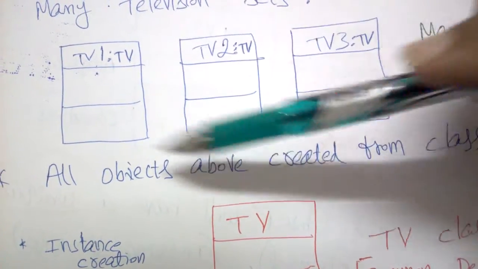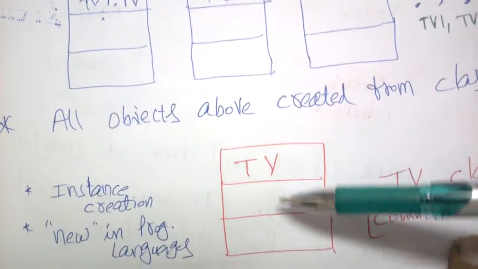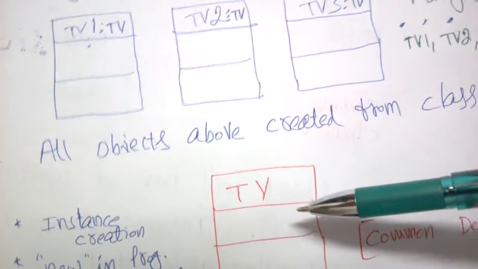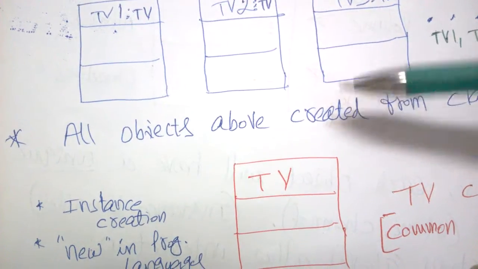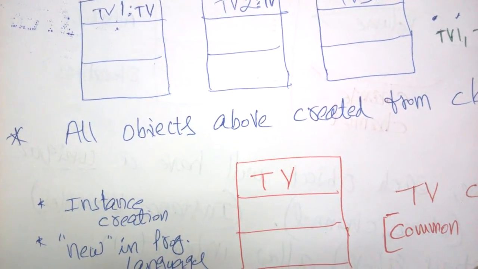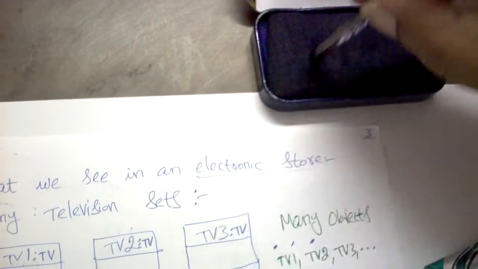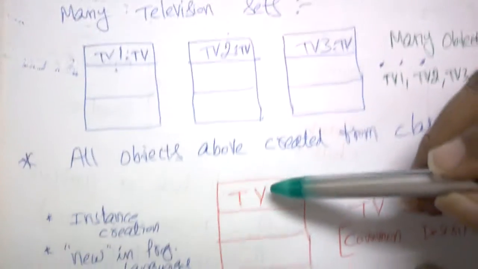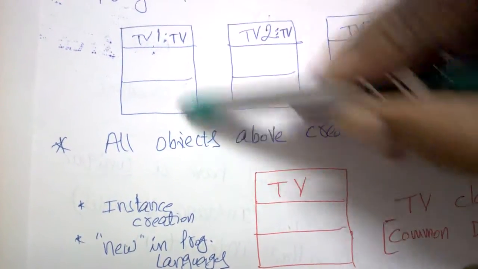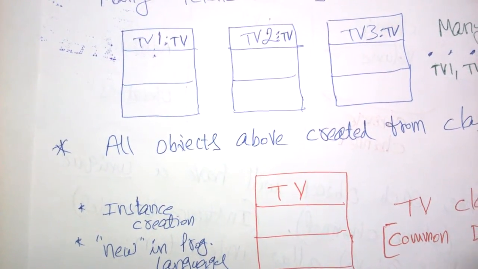However, they all have common characteristics. These common characteristics are defined in a class. So from this class, these objects are created. Just like how we created objects earlier from a class, similarly, from this class, we will be able to create these objects, and that is called instance creation.